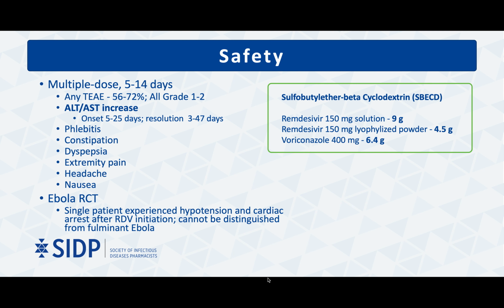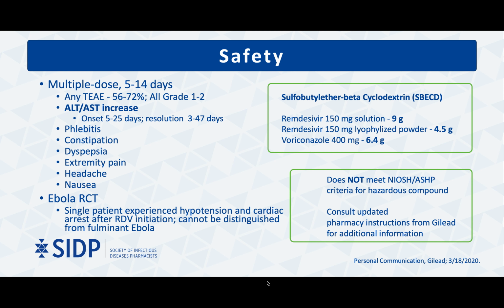Remdesivir does include cyclodextrin solubilizing agent with either 9 grams or 4.5 grams per 150 milligram of Remdesivir, and this depends on the formulation that you receive. To compare, a 400 milligram dose of voriconazole would contain 6.4 grams of cyclodextrin. However, the clinical significance of cyclodextrin in humans is still up for debate. An important note, Gilead has recently clarified that Remdesivir does not meet NIOSH or ASHP criteria for hazardous compound. This will be updated in their pharmacy manuals.